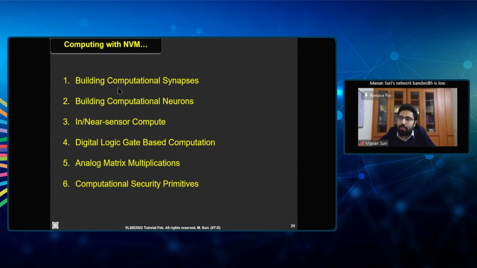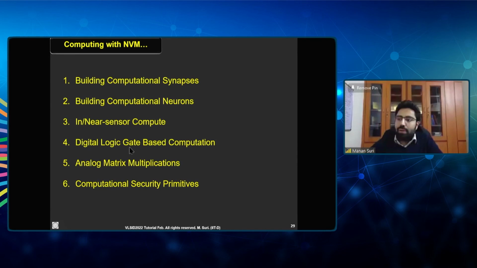You can build computational synapses. You can build computational neurons. You can do in- and near-sensor compute: if you club these NVM devices very close to your sensors, such as pixel sensors, you can do some enhancement and filtering. You can also do digital logic gate based computations: you can connect your devices with a few transistors to let them act as a NAND gate or a XOR gate, and do pure digital logic based computation.